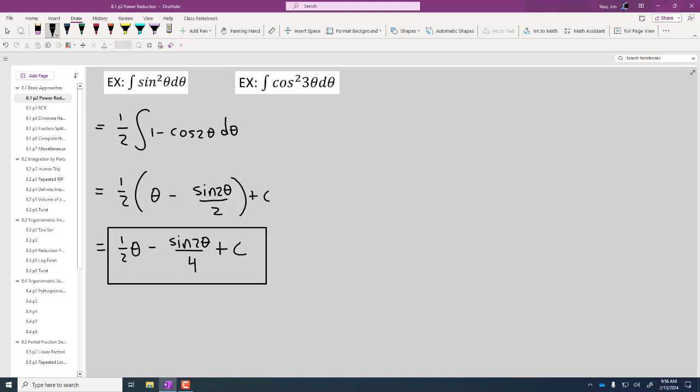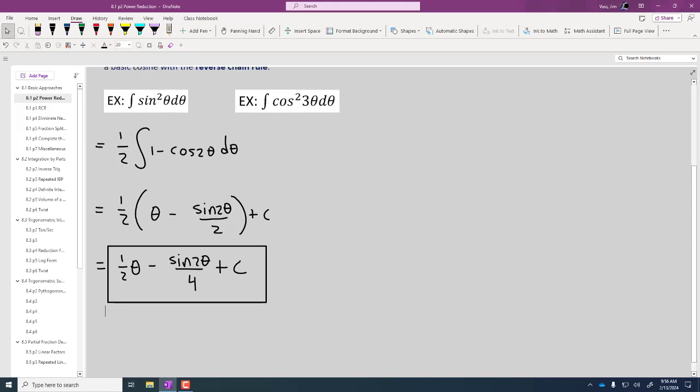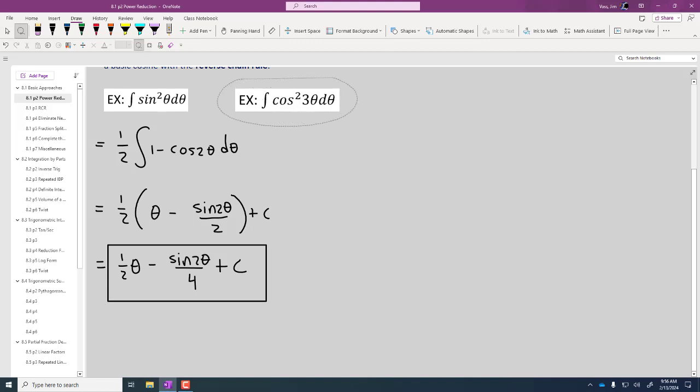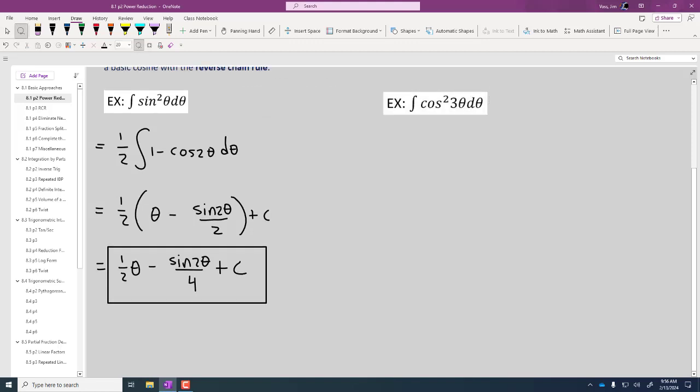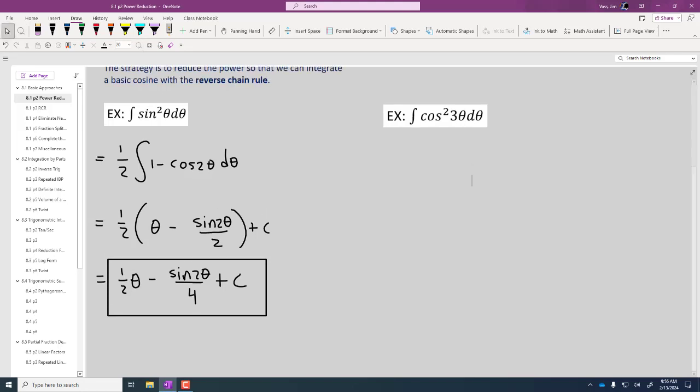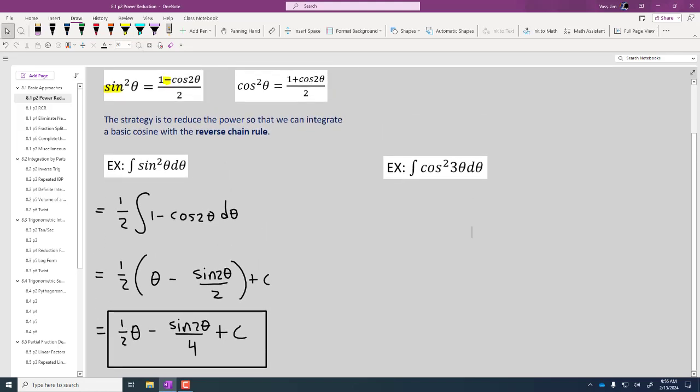Okay, let's look at this other one here with cosine. So let's take a look at this one. Here, it's still a power reduction thing. We have to reduce that power. So is it clear how this power reduces? This is going to be the integral. You can put the over 2 out in front. That's usually a good practice.